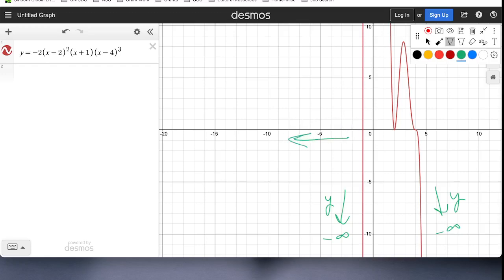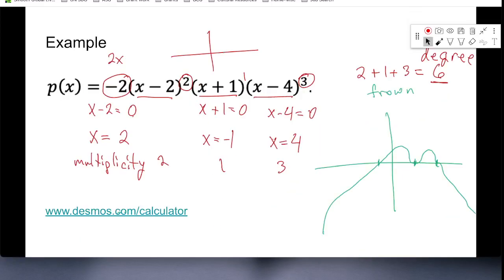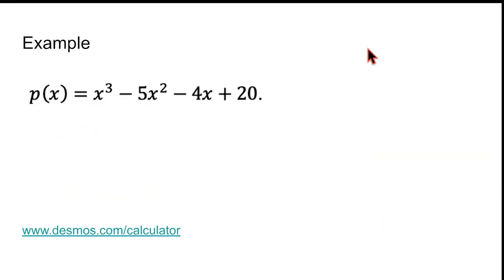Going this way, this is x going towards negative infinity, and this is x going towards positive infinity to the right. And we get the same general shape. Okay, back here, we're back in shape. Okay, they're not all given to us in nicely factored form.